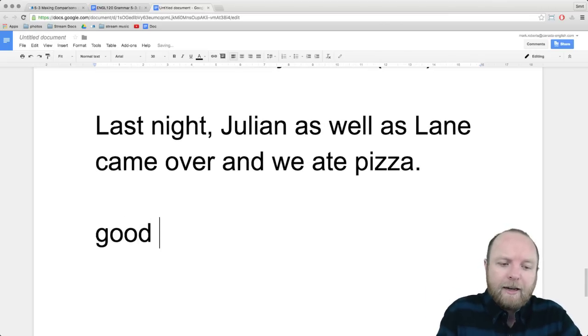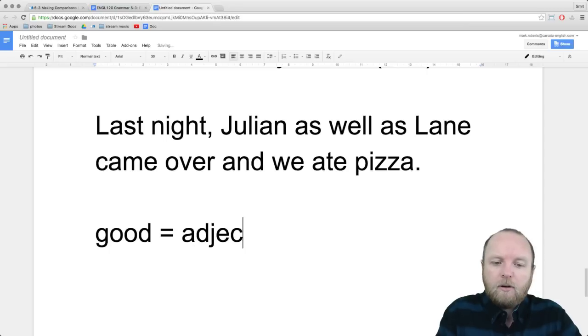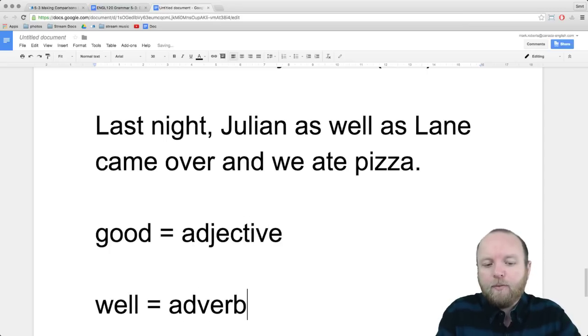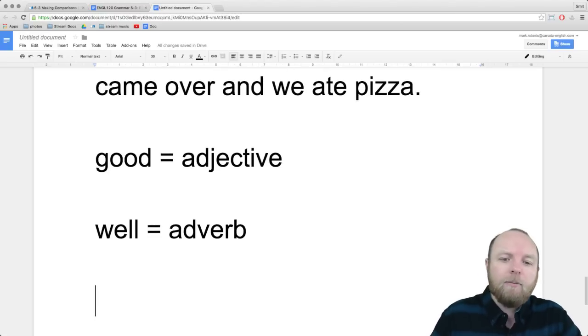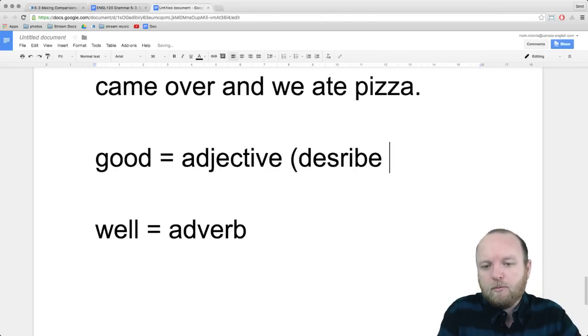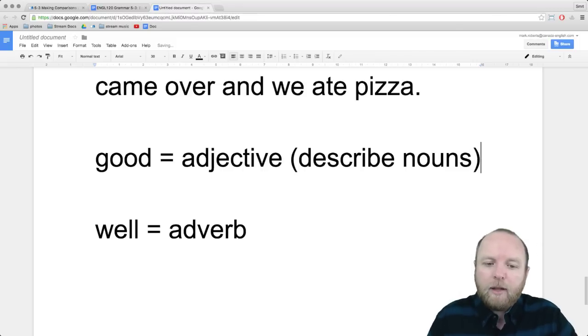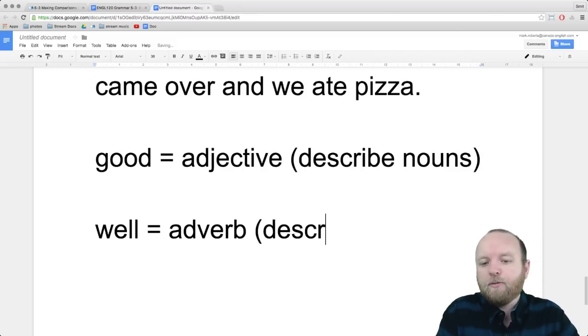Okay, good. Good is an adjective. Okay, well is an adverb. What does it mean? It means good. Okay, so remember, adjectives describe nouns, right? And adverbs describe verbs.